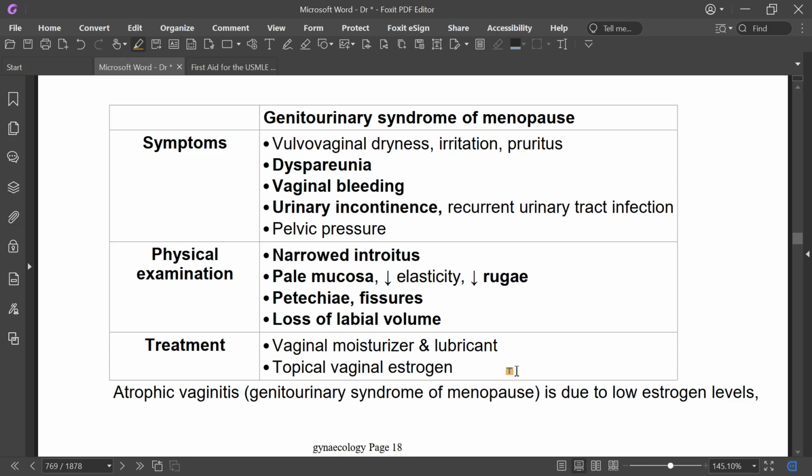On physical examination, there is narrow introitus, pale mucosa, decreased rugae, decreased elasticity, patchy fissures, petechiae, and loss of labial volume. Treatment is vaginal moisturizer and lubricant. Topical vaginal estrogen can be used.